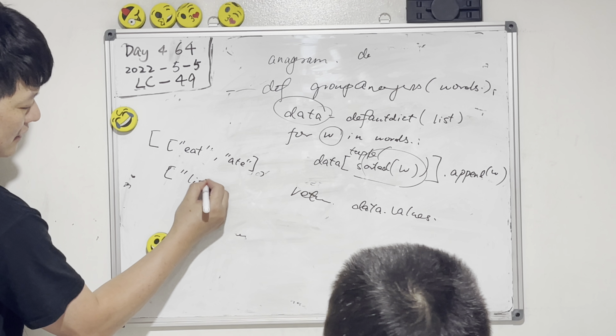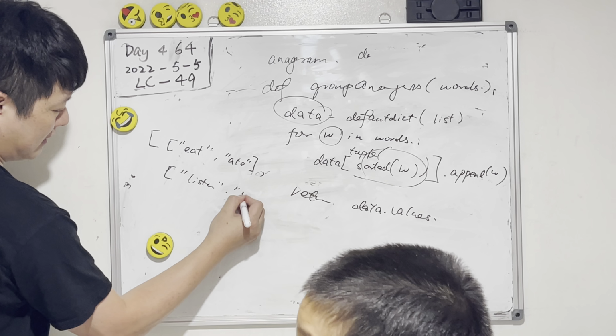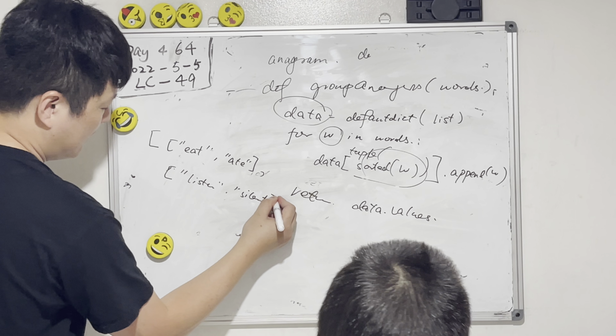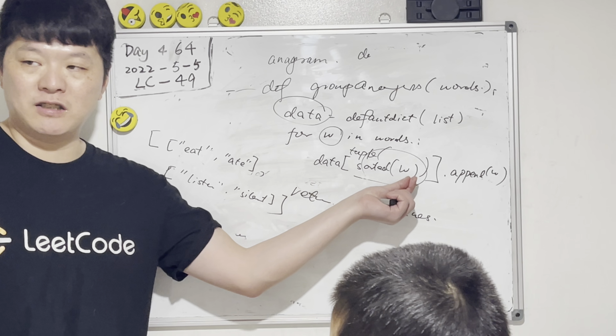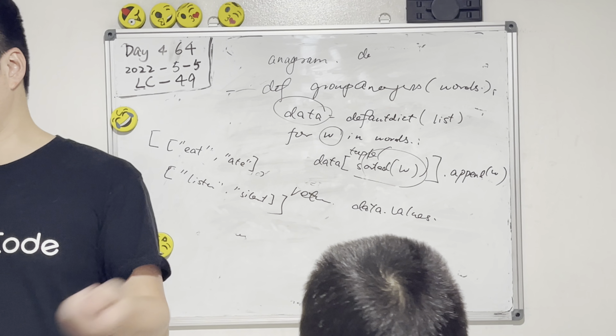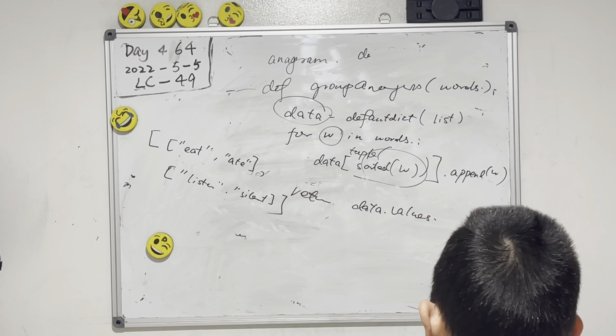So there will be listen and silent together. The keys will be the sorted version of the anagram. What's the time complexity for this one?